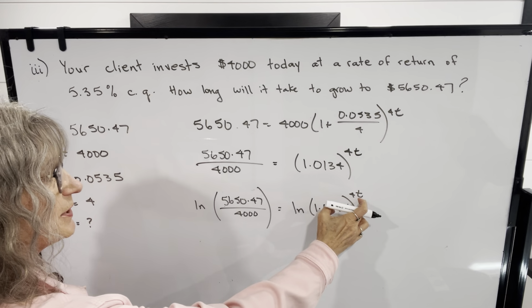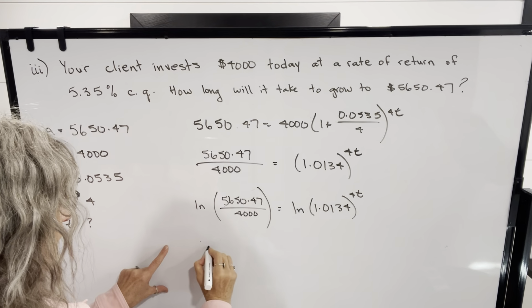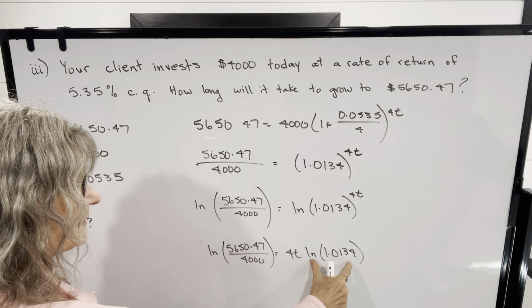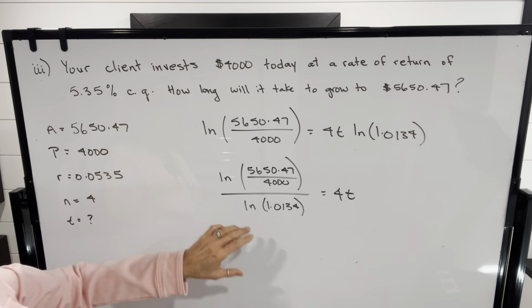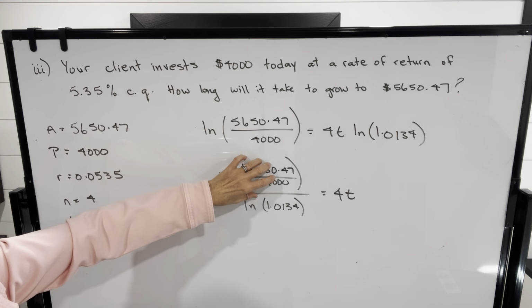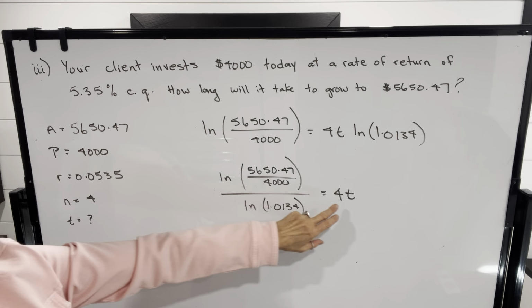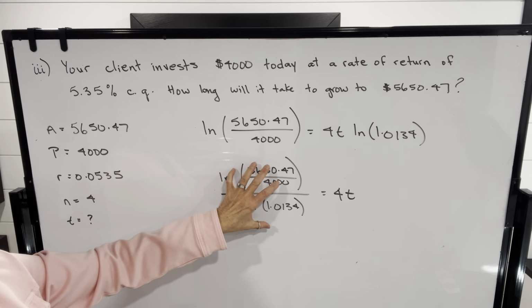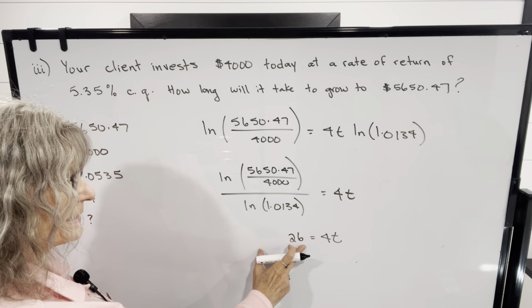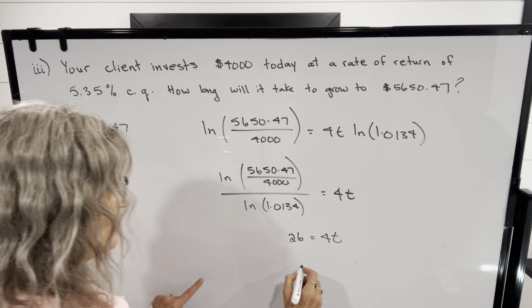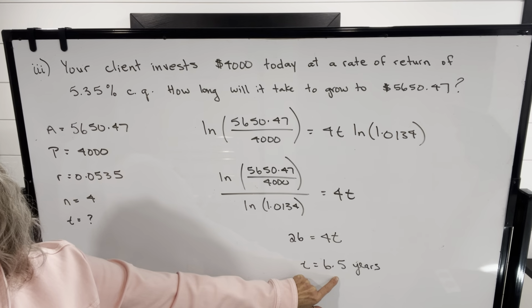Then I use my properties of logs to bring this out front. Now I divide both sides by this value. And I will get the natural log of this value divided by the natural log of this value equal to 4t. Let's calculate this. The value should be 26. And now let's divide both sides by 4, and t will be 6.5 years.